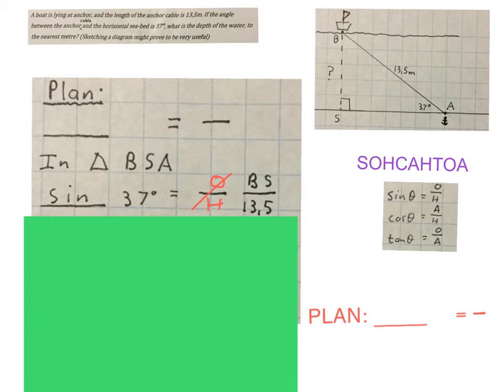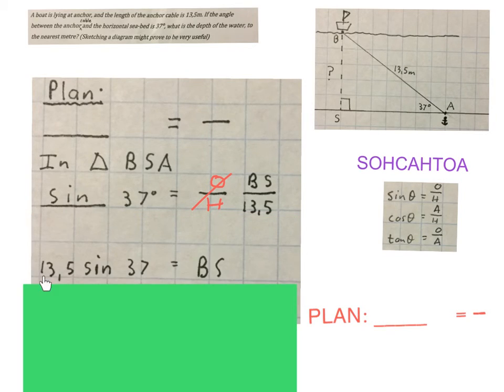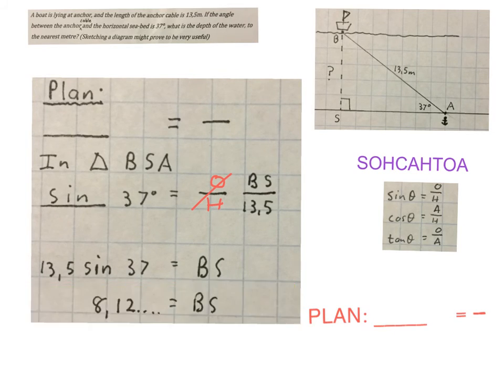Now I've got to solve for BS. So here I now have a normal algebra equation with fractions. I'm going to times by the LCD, which is 13.5. That's going to give me 13.5 sine 37 equals BS. Then I just push this into my calculator. Then I get my answer, BS equals 8.12.